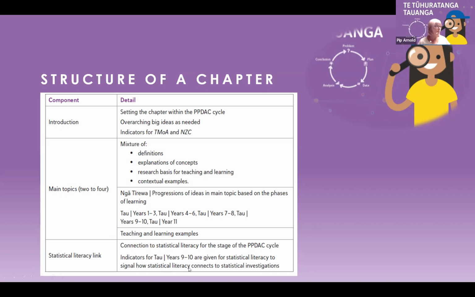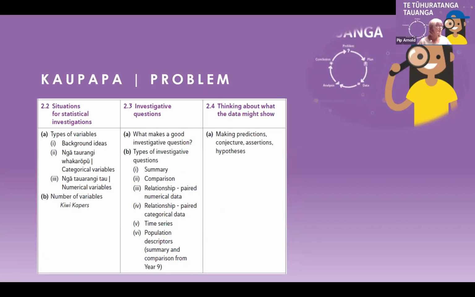And then the last little bit of every chapter is this link to statistical literacy. And I'll show you an example of that towards the end of the talk. So this is now just showing you what's in the book, the high level areas. So everything has a 2.1, which is the introduction, or a 3.1.